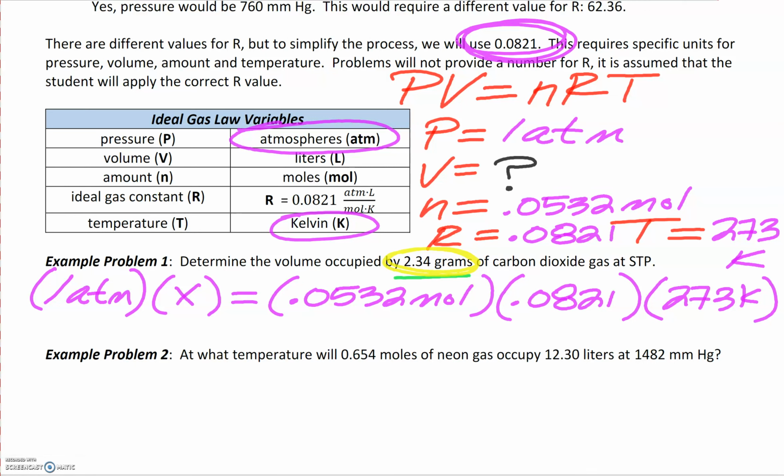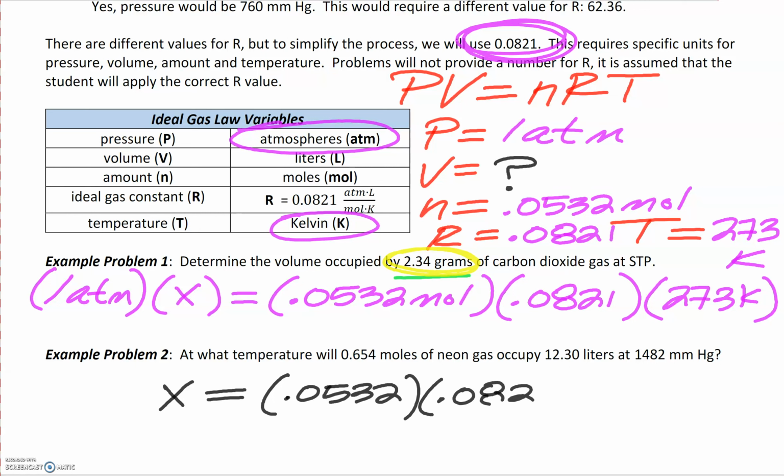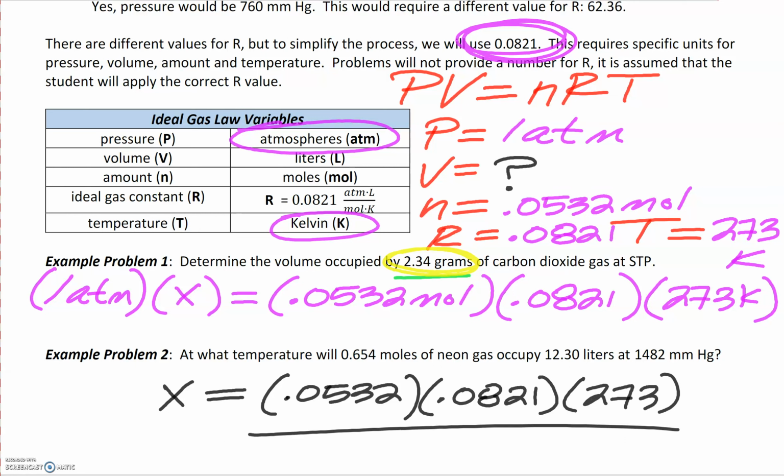It's just going to be, x is going to be by itself, and then you're going to have 0.0532 times 0.0821. Got messed up. Let's go fix that. 0.0821 times 273, and of course divided by 1 makes that very easy. And so that's pretty straightforward.